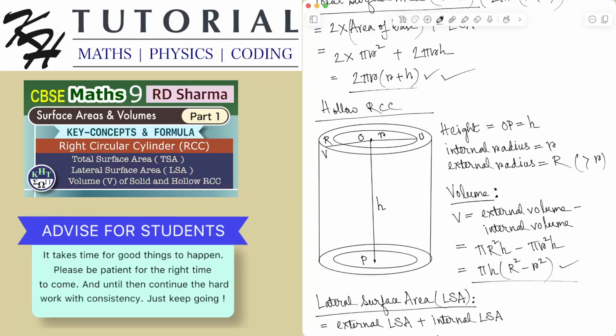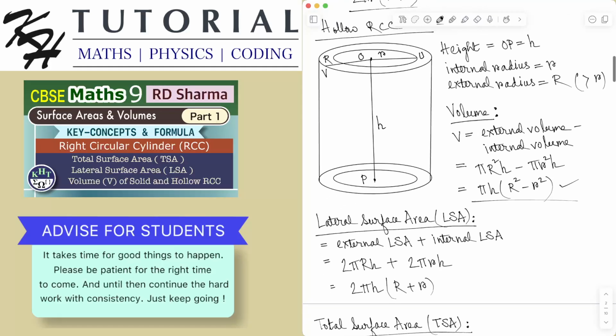Even if you can't remember, the basic concept is that the volume of a hollow RCC is equal to external volume minus internal volume. And what is external volume? External volume is the volume of a solid RCC whose height is h and whose radius is equal to the external radius of the hollow RCC. And what is internal volume? Internal volume is the volume of a solid RCC whose height is h and whose radius is equal to the internal radius of the hollow RCC.